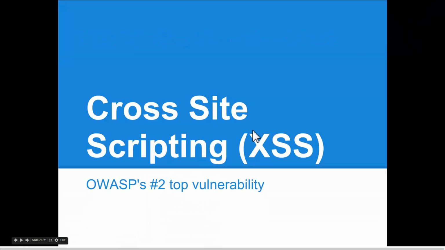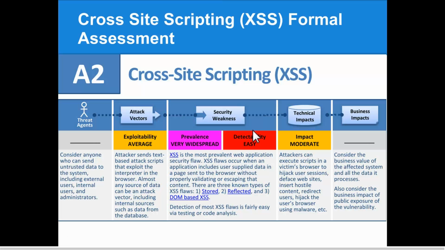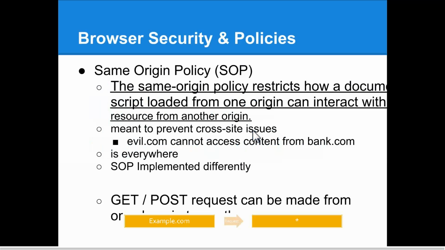So let's get to cross-site scripting, the top two, the second most important vulnerability. Essentially, it is moderately difficult to exploit. It's extremely widespread. It's also very easy to detect, and it can have a moderate impact. So let's go over some browser notes first.